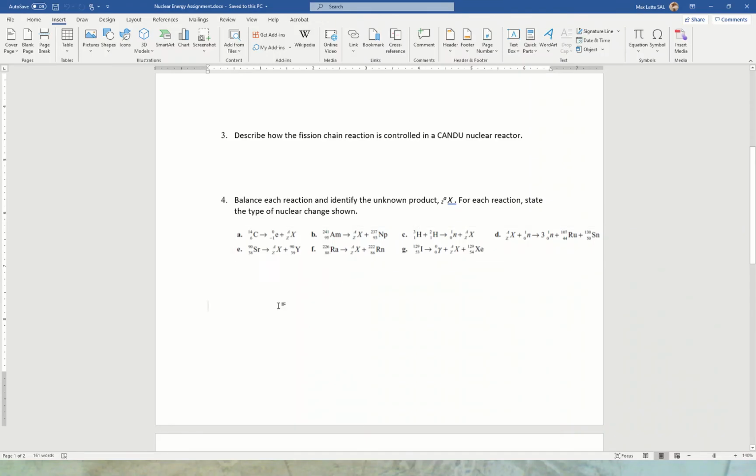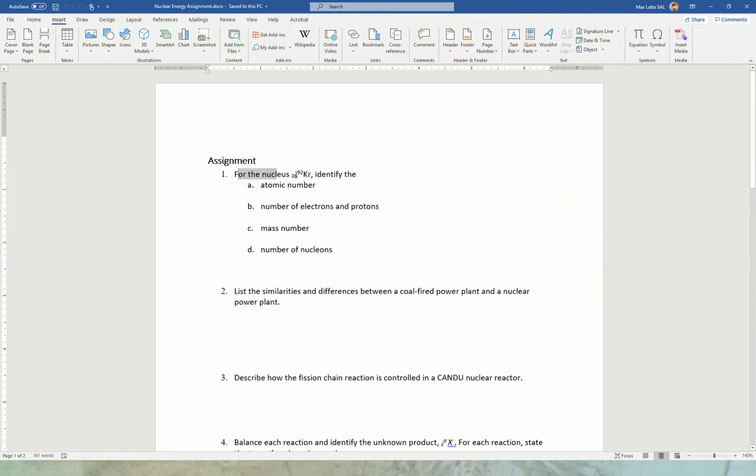Hey guys, let's start off by going through the assignment. So for the nucleus, identify the atomic number, so that's the lower number. So 36 is the atomic number. Number of electrons and protons is going to be the same as the atomic number, which is 36. Mass number is the top number, which is 92. And then the number of nucleons is the same as the mass, which is 92.